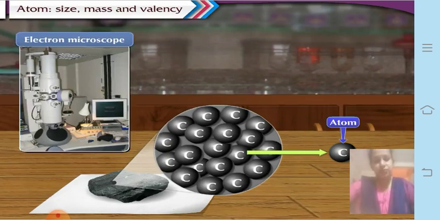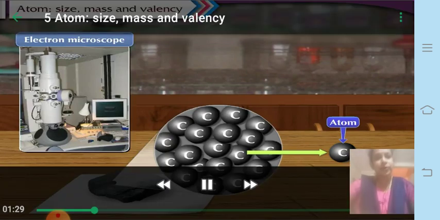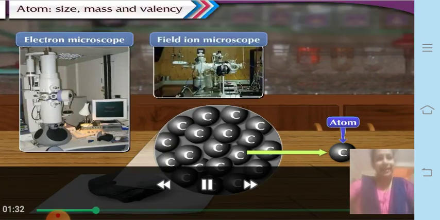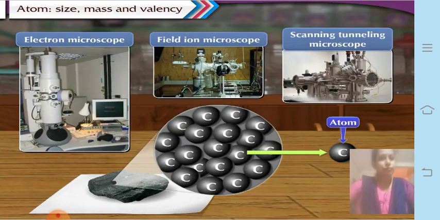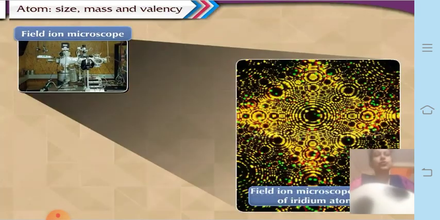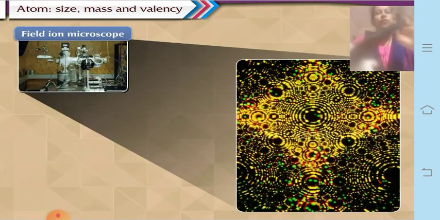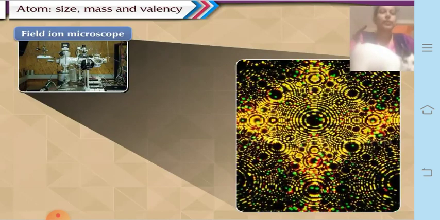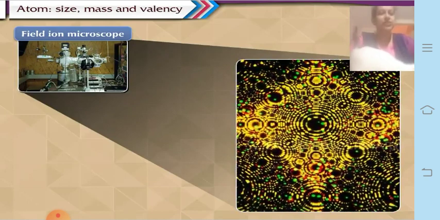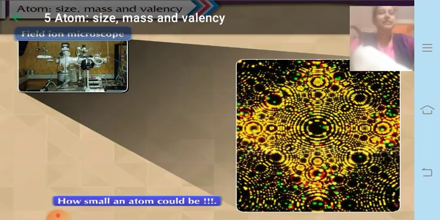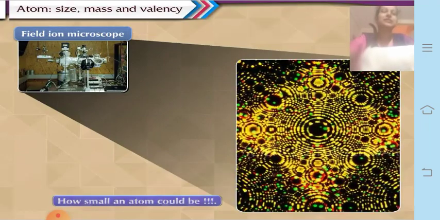So modern instruments like the electron microscope, field ion microscope and the scanning tunneling microscope were used to find out the structure of the atom. One of the pictures taken with a field ion microscope is shown here. It is of the iridium atom. Here you can see the different spots. Each of these spots represents an atom. So you can imagine how small an atom is.